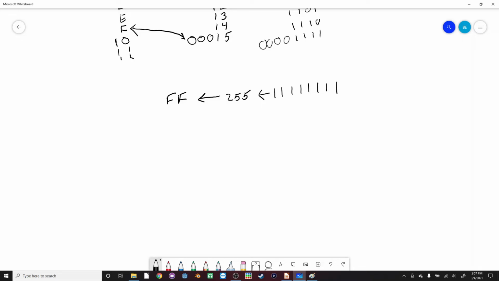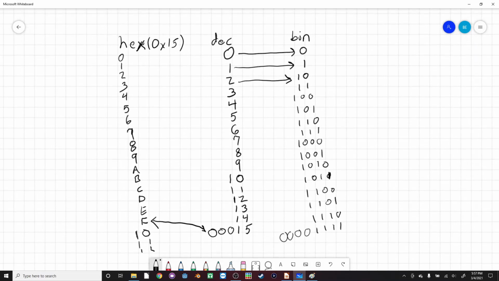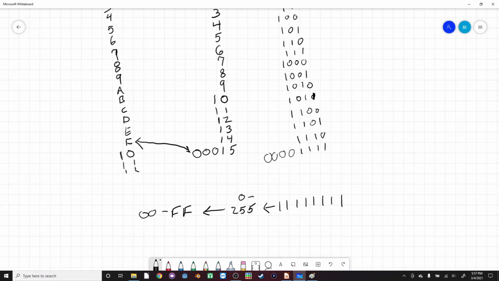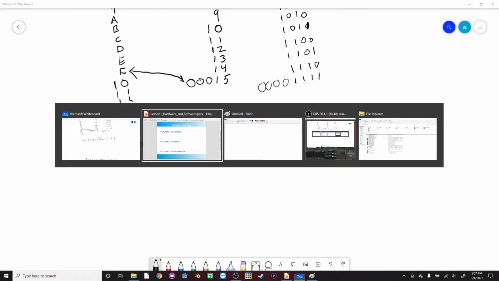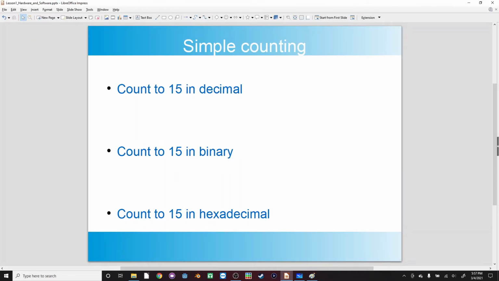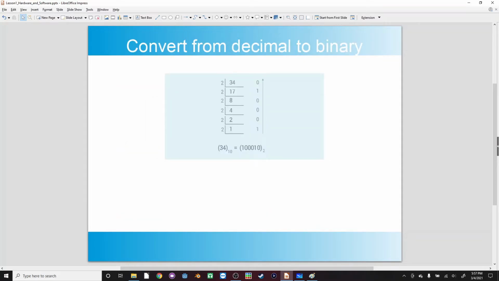In an image, FF is a white pixel. 00 is a black pixel. 0 is the bottom. 255 is the maximum in decimal, right? So you have 00 through FF, and then 0 through 255, 256 values per byte. Bam. That might have gone a little bit fast, but feel free to rewind and re-listen to this if you want to understand how this works, at least the counting portion of it. Just the counting. So let's move on to the next part.